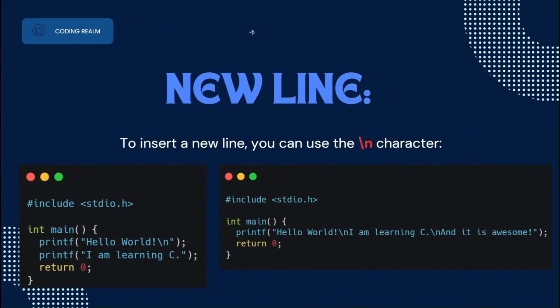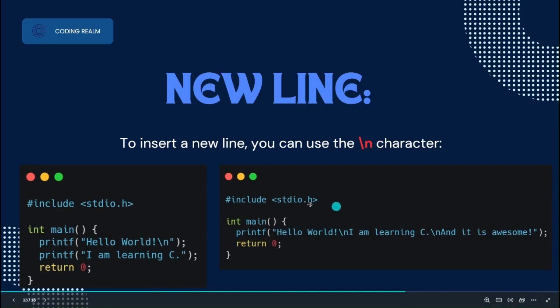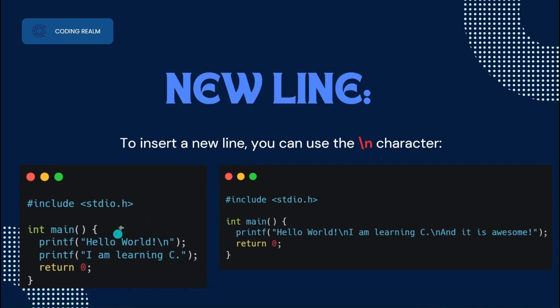Now let's talk about the new line. When I need to write code and I need to put two lines, to insert a new line, you can use the \n character like in these examples. These two examples, we can write like this or like this. This code puts hello world in one line and I'm learning C in another line. And in this example, it puts hello world in the first line, I'm learning C in the second line, and it is awesome in the third line.